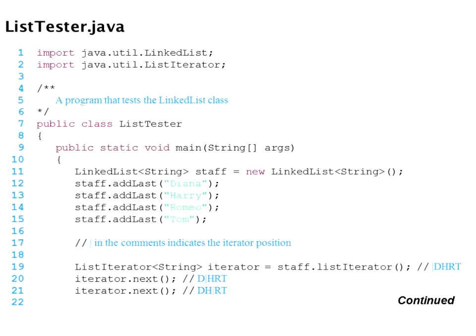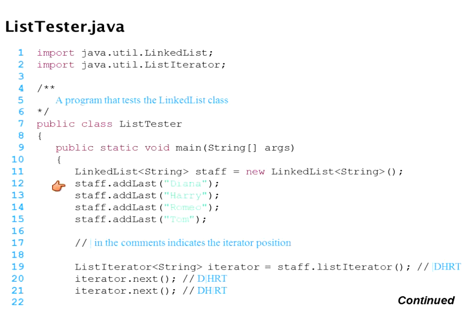Here you have two Java packages, linked list and list iterator. So these are imported. And then a class called ListTester. Now inside this ListTester class, you have the main method. And then an instance variable is created, which is named staff.